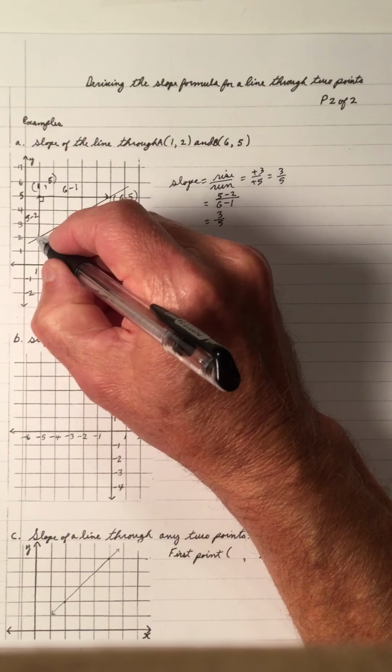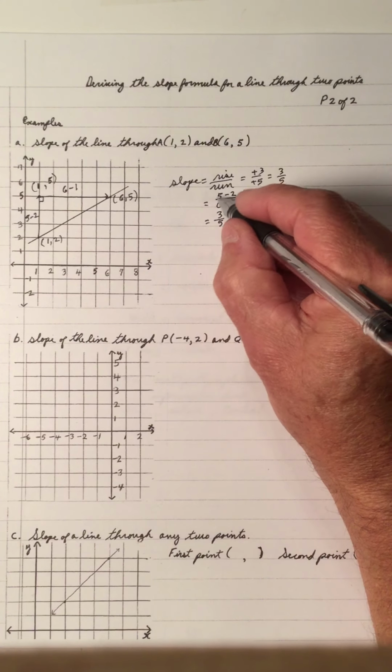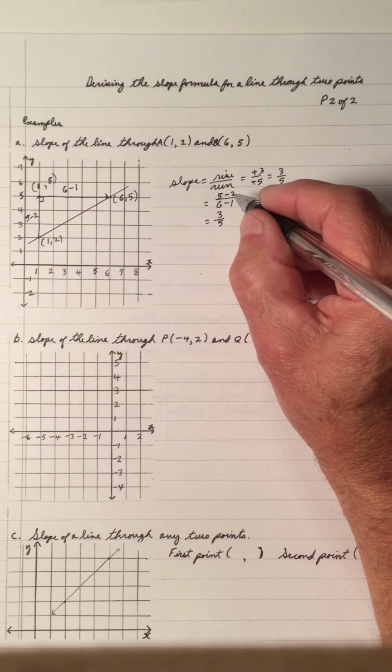Before we just went rise 1, 2, 3, run 5, and we put it down. Now we're subtracting the coordinates.